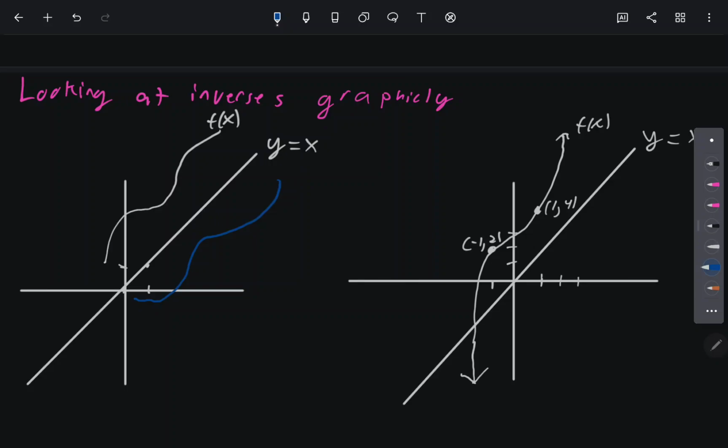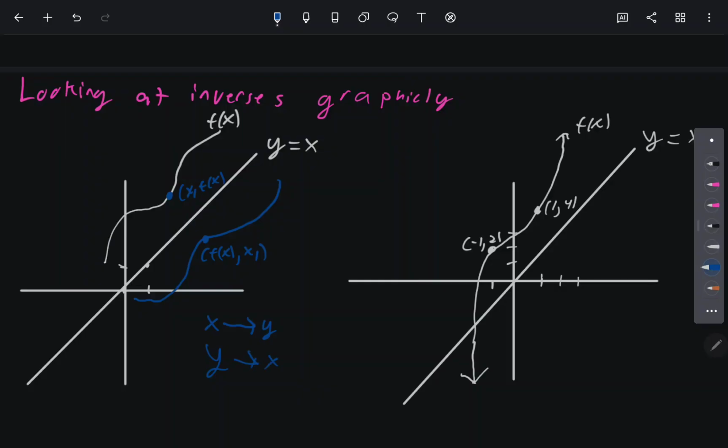Now, what this really means is that for any point, let's say this point right here is (x1, f of x1), the corresponding point on this graph would be (f of x1, x1). And that's what the inverse does graphically. It swaps your x values and your y values: your x values become your y values, and your y values become your x values.